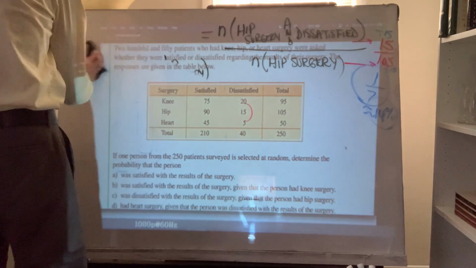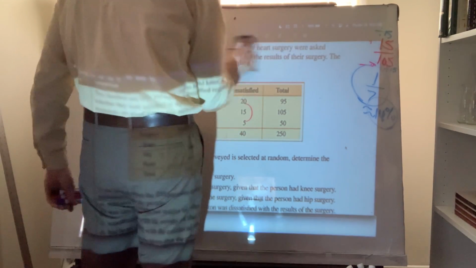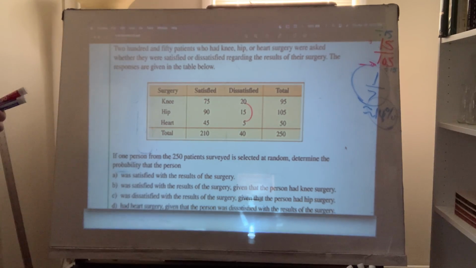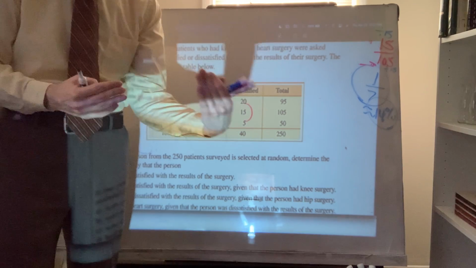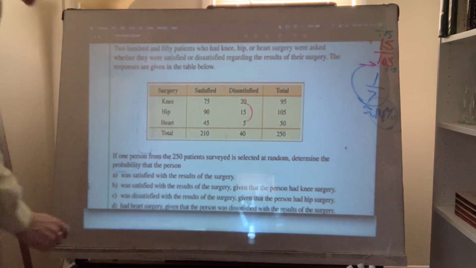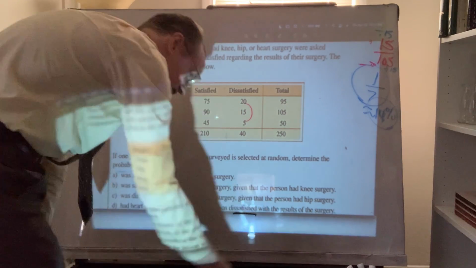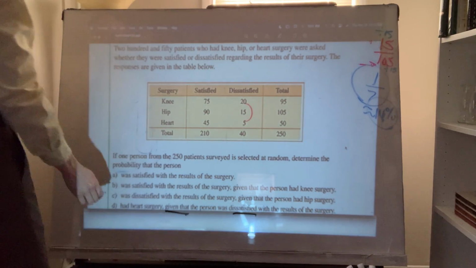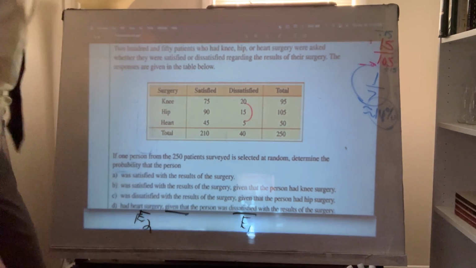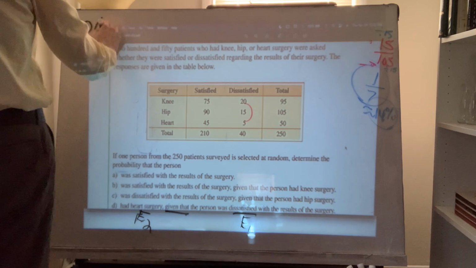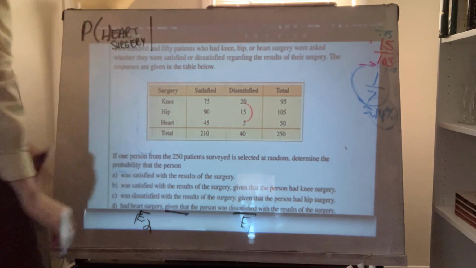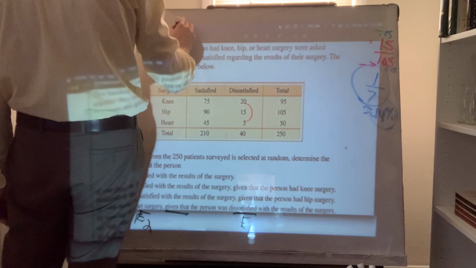Okay, and I will do D. Had heart surgery, given that the person was dissatisfied. Now, they've rephrased it so that event 1 and event 2 are basically switched. So let us engage a little mental flexibility here. Given that, and then the thing that followed it was dissatisfied. So this is E2, heart surgery in this case, and this is E1. The probability that they had heart surgery given that they were dissatisfied.